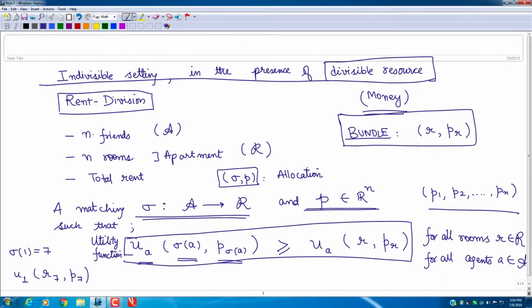So a tuple sigma comma P, where sigma represents a matching and P represents the imposed rents on those n rooms, is said to be envy free if something like this happens.